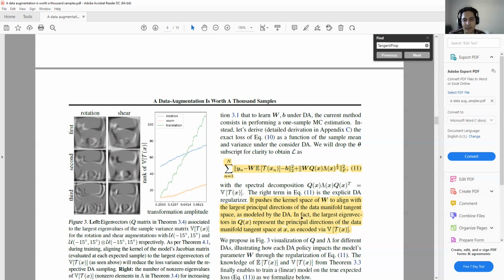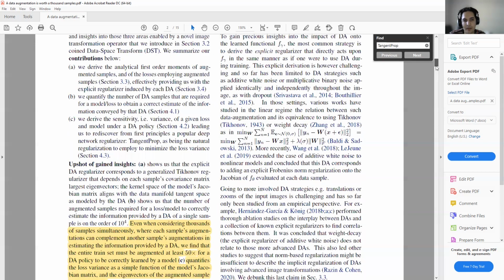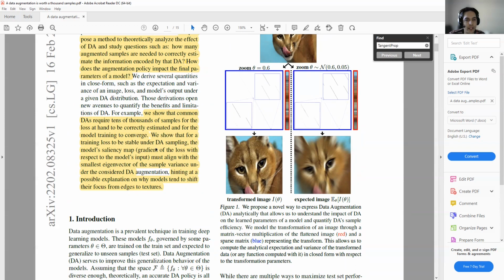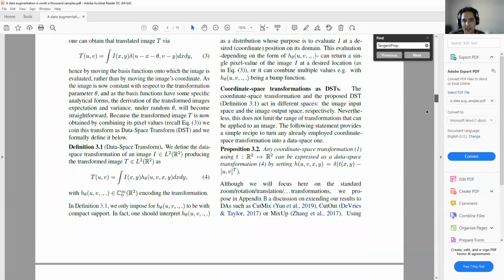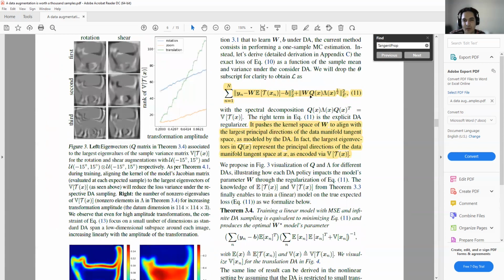these terms would be increased. It also says, in fact, the largest eigenvectors in Qx represent the principal direction of the data manifold tangent space at X. And if I go back to the top, it says here, for a training loss to be stable under data augmentation, the model saliency map, or gradient of the loss with respect to the model's input, must align with the smallest eigenvectors of sample variance under the considered data augmentation. This is what I showed here. So if you want to reduce this term, we have to have W aligned with the smallest eigenvectors in the variance.